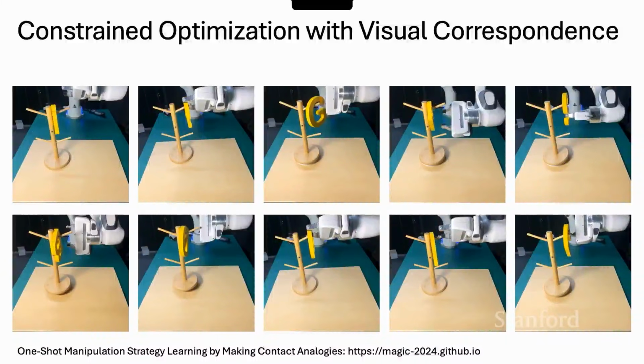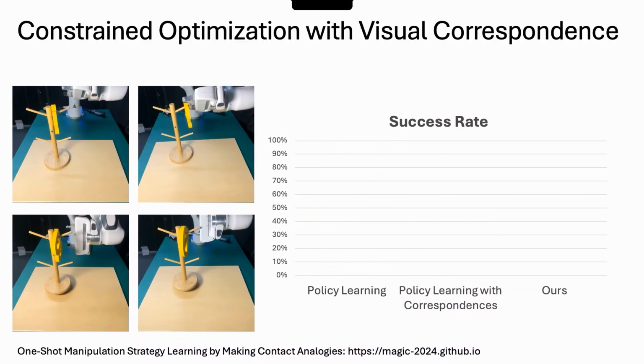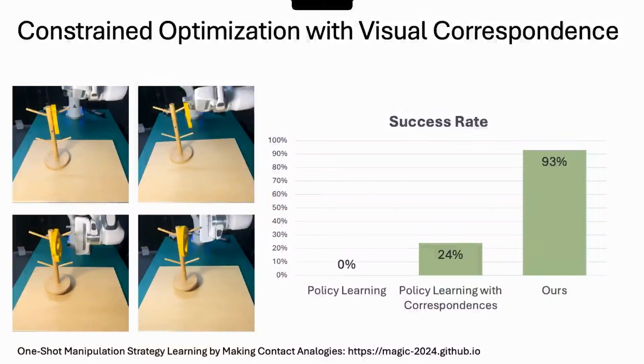You can also benchmark this. If you do one-shot policy learning and stress test it on these completely unseen alphabetical shapes, the performance is like 0. Of course, if you have more demonstrations, it will be better and better. If you use the visual correspondence from the visual feature to help with the policy learning, you get slightly better performance, but still far from perfect. And our model overall gives you over 90% success rate on this particular test bed.